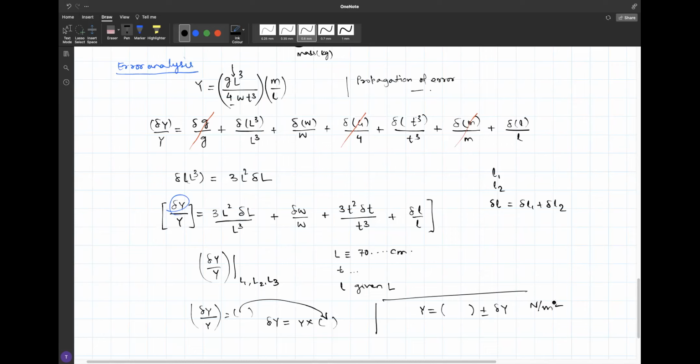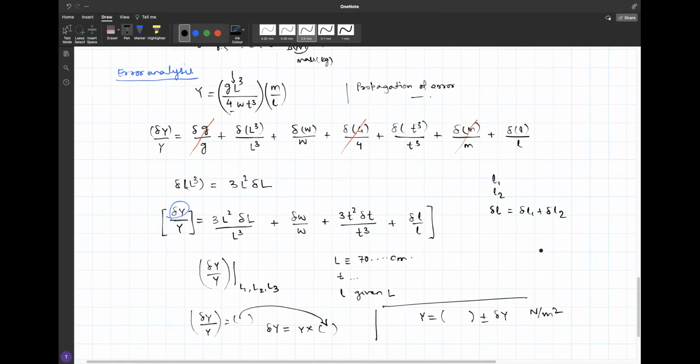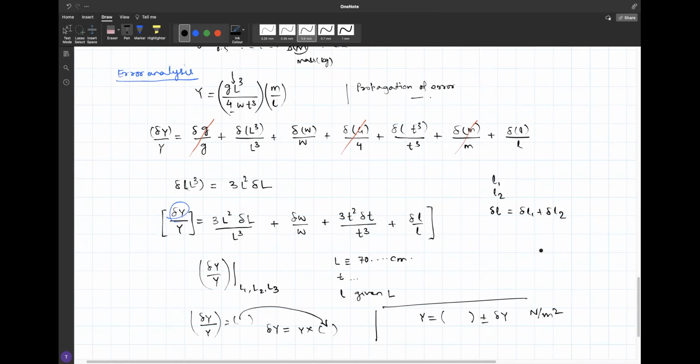And what is the delta small l? What is the least count of that scale in the microscope? It's the same as the vernier caliper. No, this is the depression. So what will be the error in measuring the depression?